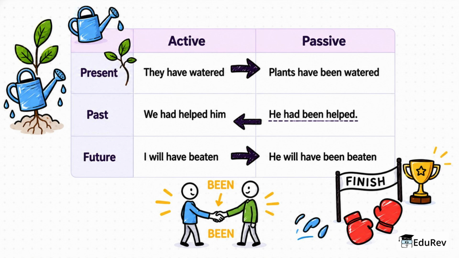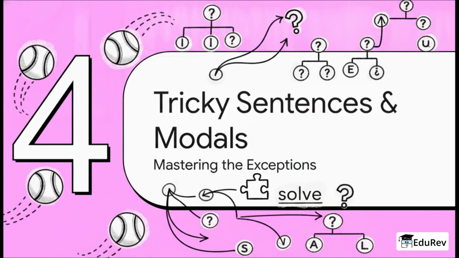It keeps the perfect tense structure completely intact and makes sure absolutely nothing gets lost in translation. Section 4. Tricky sentences and modals. Alright, now I need to prepare you for the curveballs. These are the special exceptions and unique sentence types that used to trip me up big time. But once you see the patterns, they're actually a lot of fun to solve.